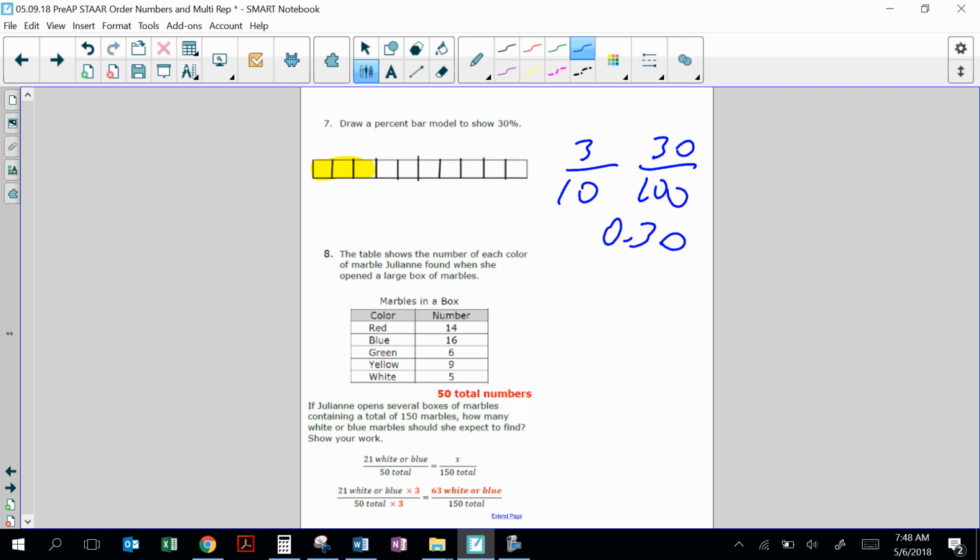Number 8, the answer is 63 white or blue. First of all, you're supposed to count the total number of marbles in a box, which are 50 total marbles. So the question is, how many white or blue marbles should she expect to find? White is 5, blue is 16. That is a total of 21 white or blue out of 50 total marbles. How do you build it up to 150? The scale factor is times 3, 63.